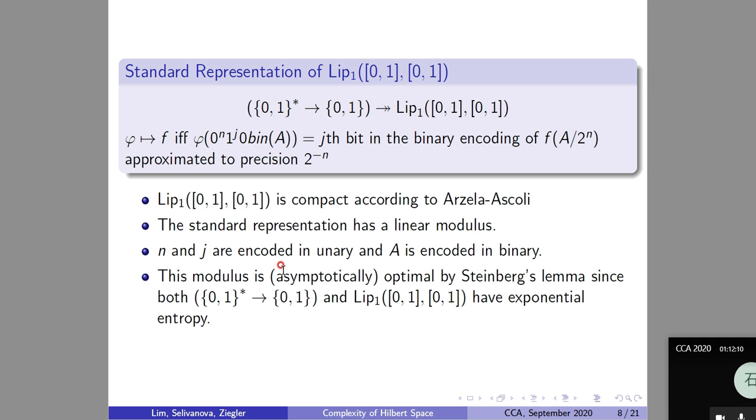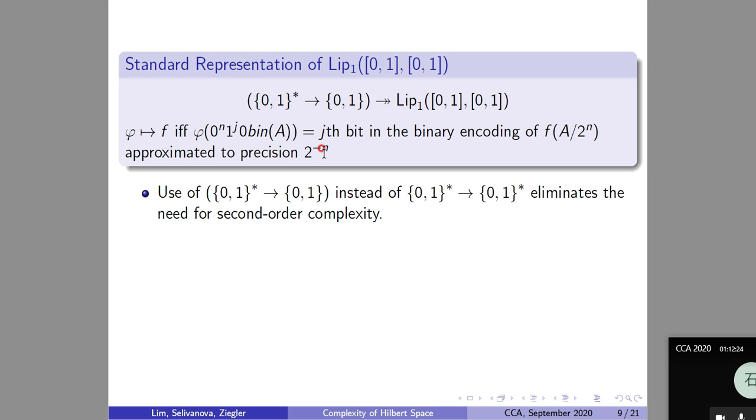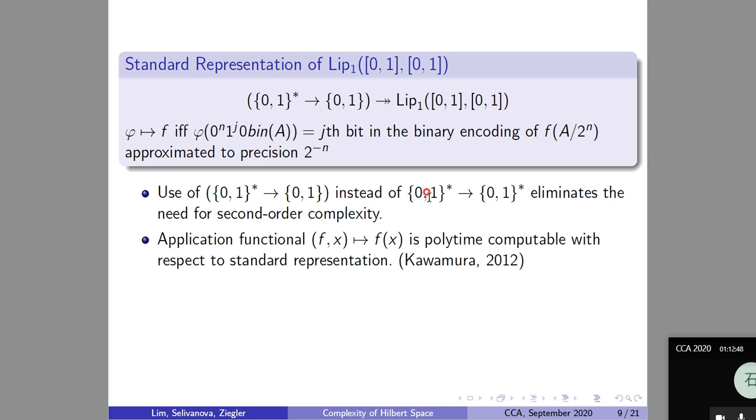And this modulus is asymptotically optimal by Steinbach's lemma, because both of these spaces have exponential entropy. And here we use string predicates, not string functions, and this eliminates the need for second order complexity. The notion of complexity that we adopt in this work is just the usual notion of complexity, the type 2 complexity, not the second order.